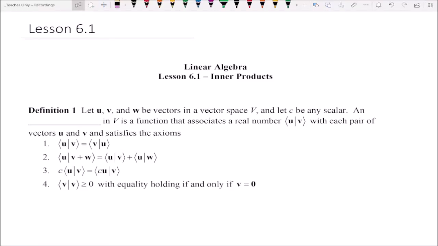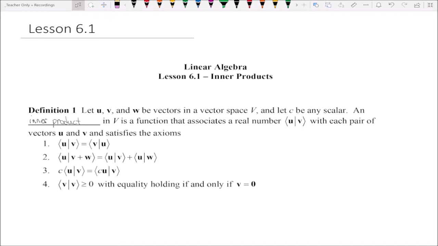Let u, v, and w be vectors in a vector space V, and let C be any scalar. An inner product in V is a function that associates a real number, the inner product of u and v, with each pair of vectors u and v, and satisfies these four axioms.